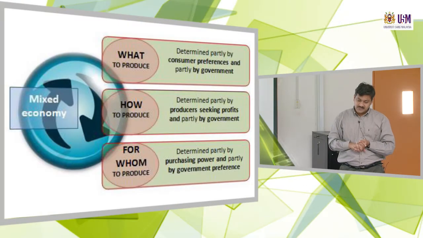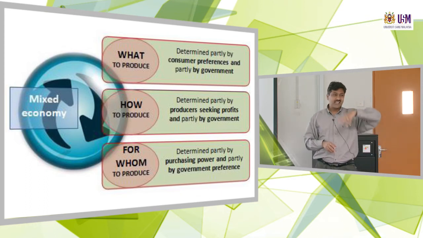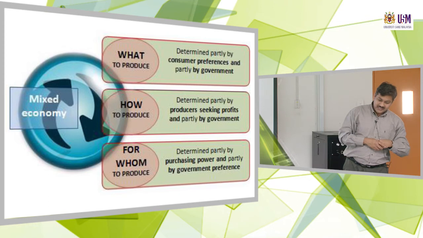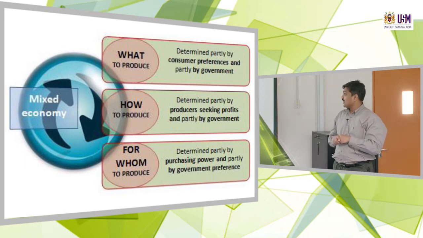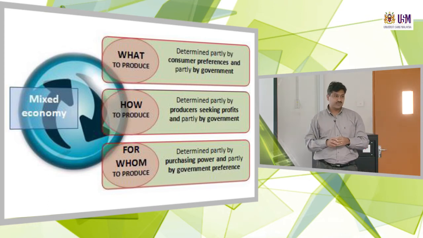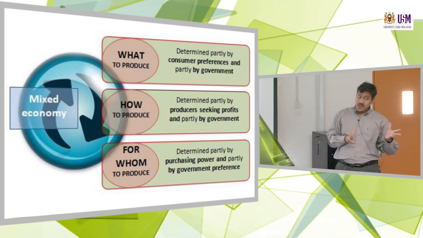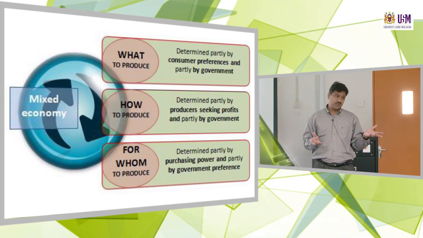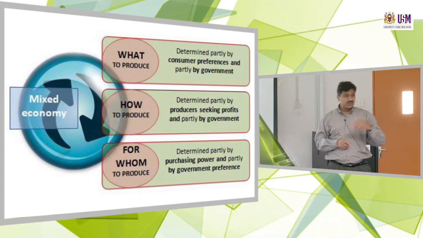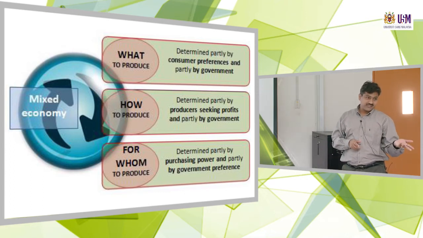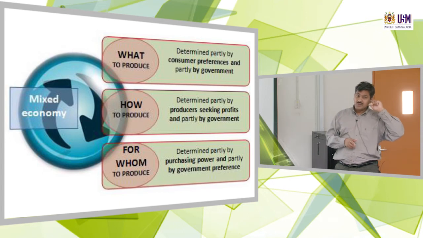So, for example, in a mixed economy, what to produce is decided by consumer preferences. Whatever you want, there is research and they produce similar goods. And partly by the government. The government also decides what to produce. For example, a lot of young people are interested in drugs. So will you be able to produce drugs in Malaysia? No, because it's not the priority of the government. But maybe in certain countries it may be allowed to some extent. Soft drugs, for example, in the Netherlands.